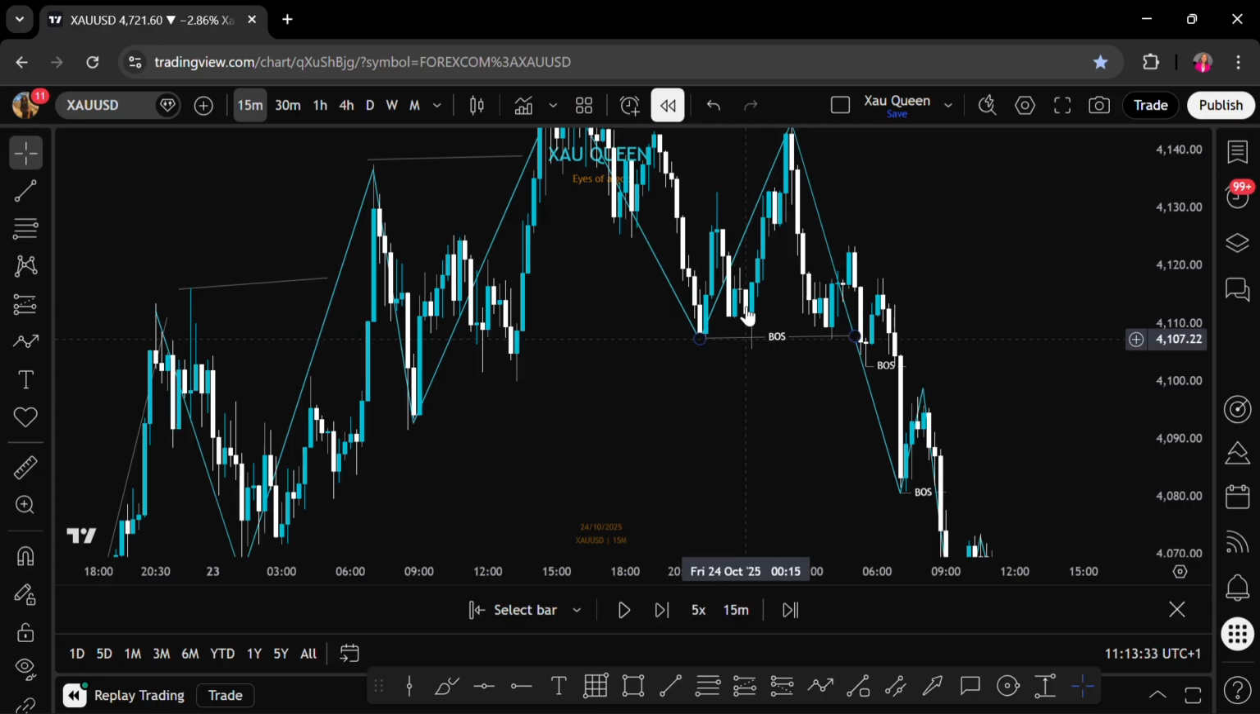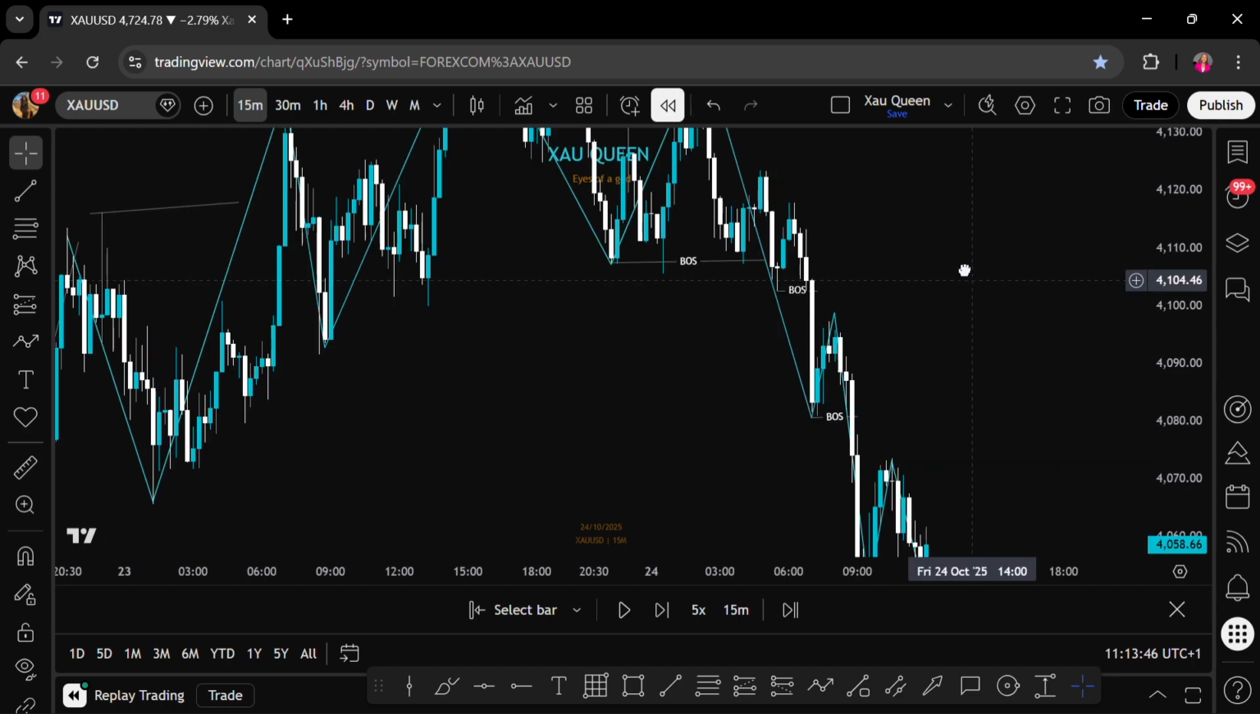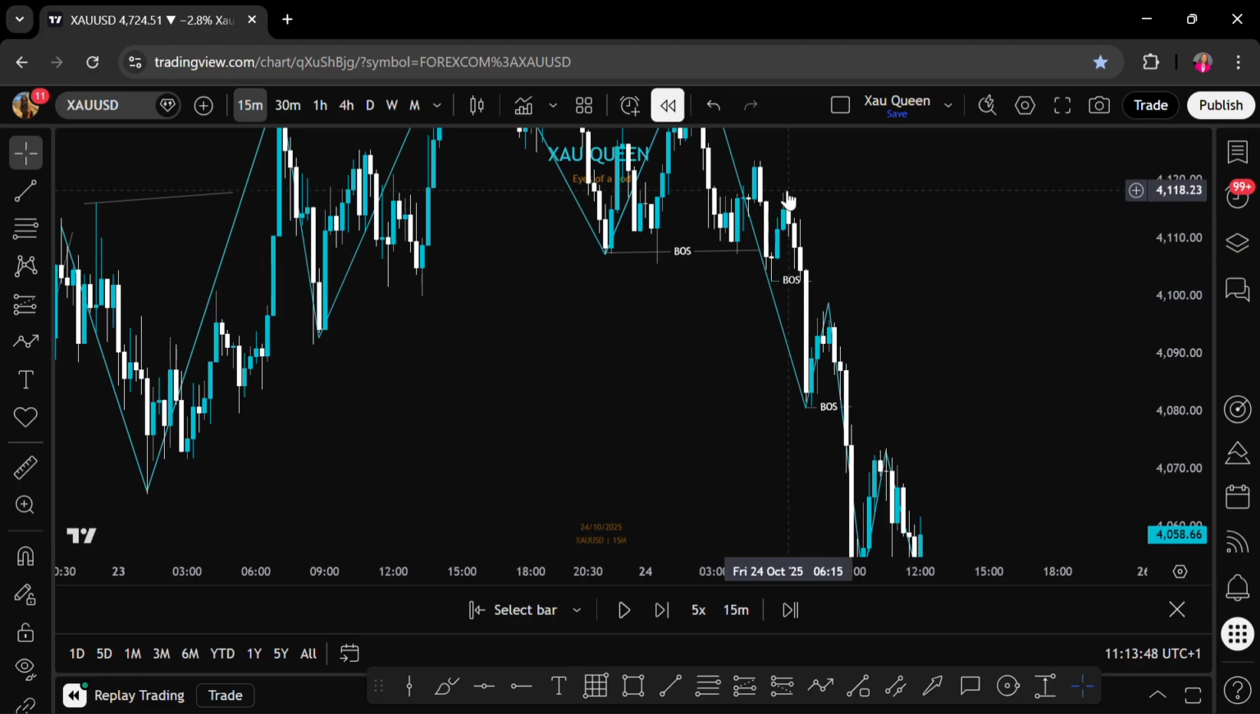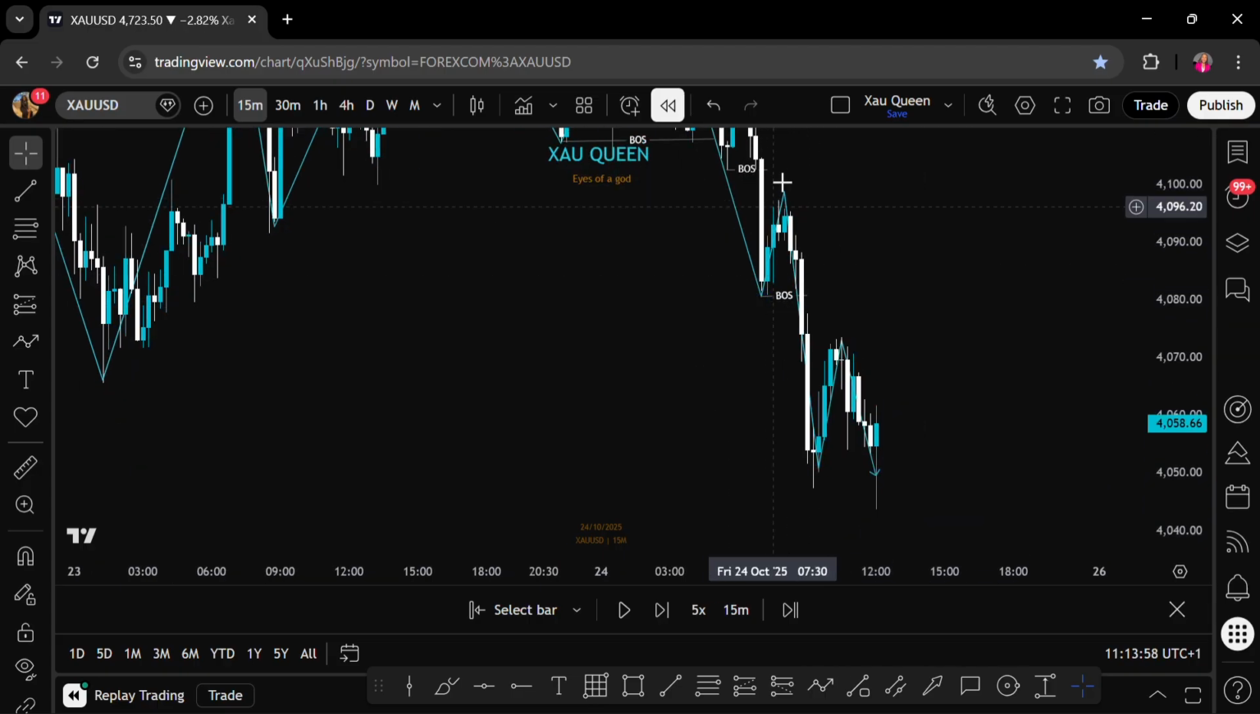Now, this was a wick. Here also was a wick. So it was not a valid break. But immediately this body closed below, it gave us a valid break of structure, signifying to us that yes, we are in a downtrend. Here again, we caught this pullback and then we caught this break here with a body close. So yes, it is a valid break of structure. Here again, we pulled back and we went below. We got a body close. Yes, this is a valid break of structure.